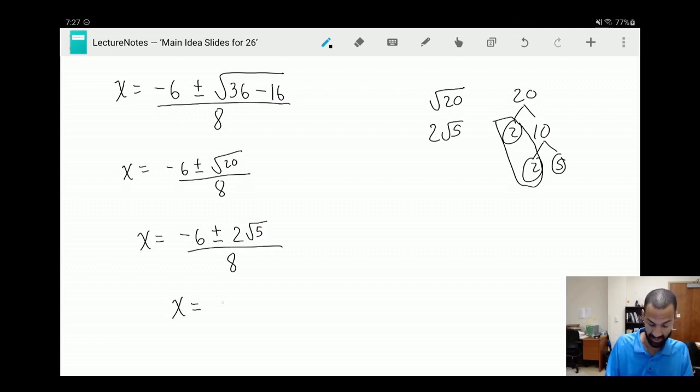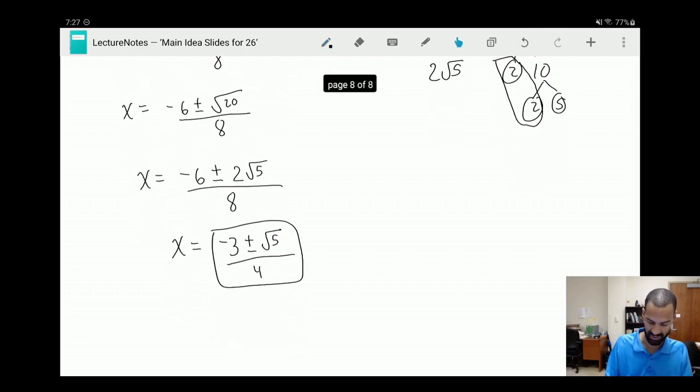Negative 6 divided by 2 is negative 3. Plus or minus 2 divided by 2 is 1, square root of 5. Of course, you wouldn't put the 1, so I'm going to get rid of that, just like you wouldn't write 1x, you would just put x. All over 8 divided by 2 is 4. Those are my two solutions.